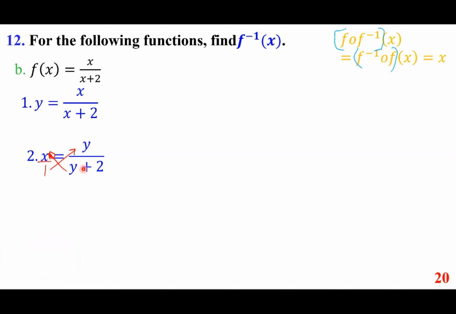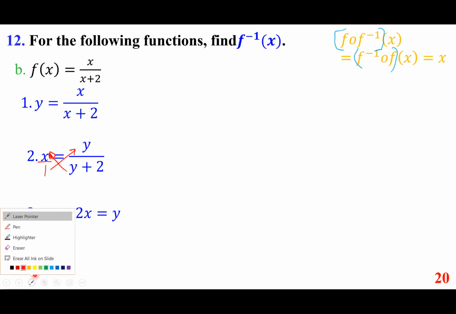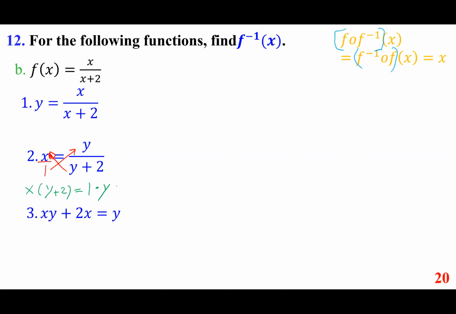So this would be x times y plus 2, which means x times y plus 2x. And this will be y times 1 equals y. In other words, if I were to write this, I could have x times y plus 2 equals 1 times y, and we get this line.